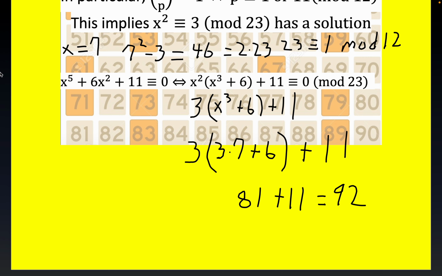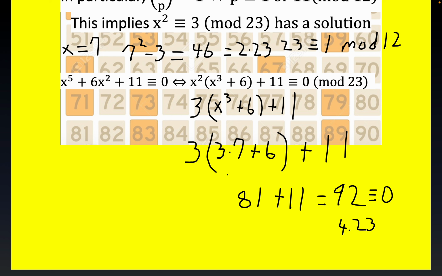But you can see manifestly that's congruent to 0 mod 23. Mod 23 is understood here. Mod 12 is involved in helping us out in the problem, but mod 23 is the modulus of the original equation. That's congruent to 0 simply because this is 4 times 23, and 23 is congruent to 0.